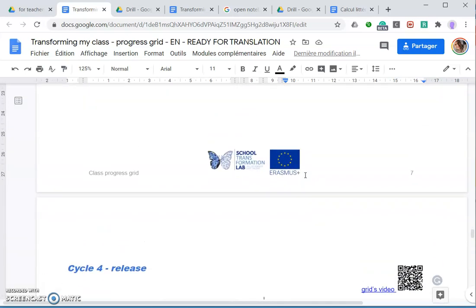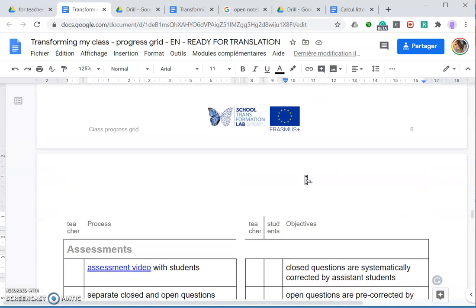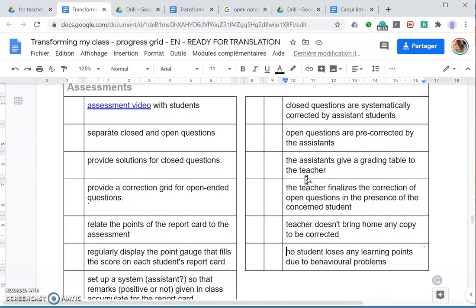Then you will have cycle 4. That's it for cycle 3. Good luck. And I hope both the teachers and students will enjoy this new way of working with the assessments.